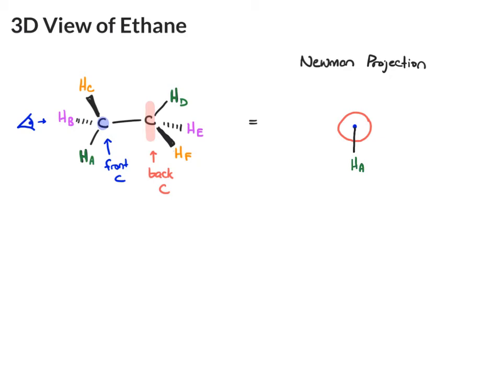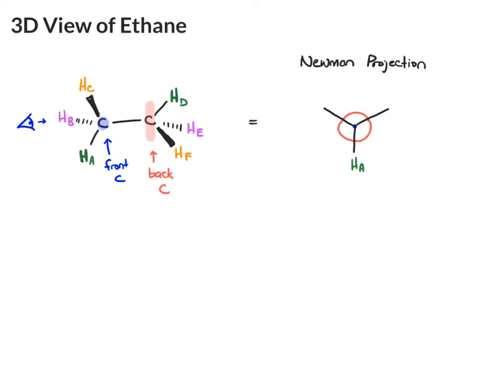Then, coming off of the front carbon, we need to put hydrogens B and C. Those point angled upward to the left and right. So one will go here, and one will go here. Now we need to figure out which one is which. So this is a little tricky sometimes.